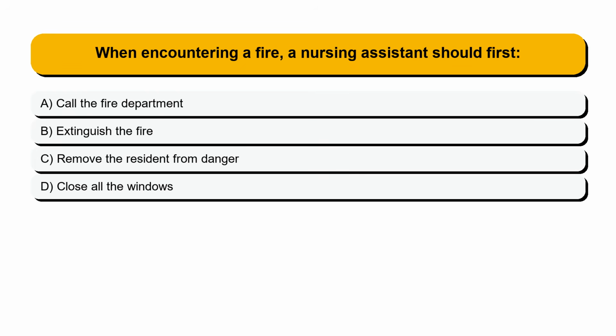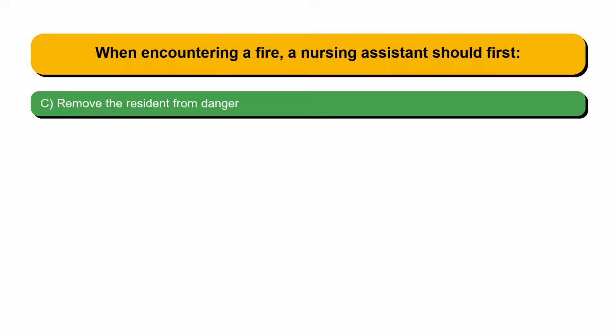Question 74. When encountering a fire, a nursing assistant should first: Option A, call the fire department. Option B, extinguish the fire. Option C, remove the resident from danger. Option D, close all the windows. The correct answer is option C, remove the resident from danger.